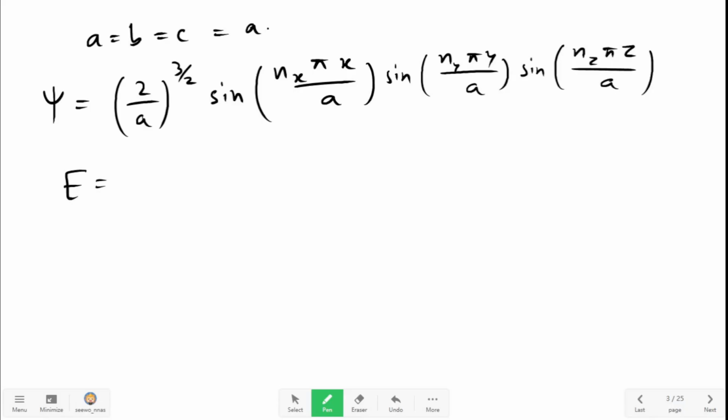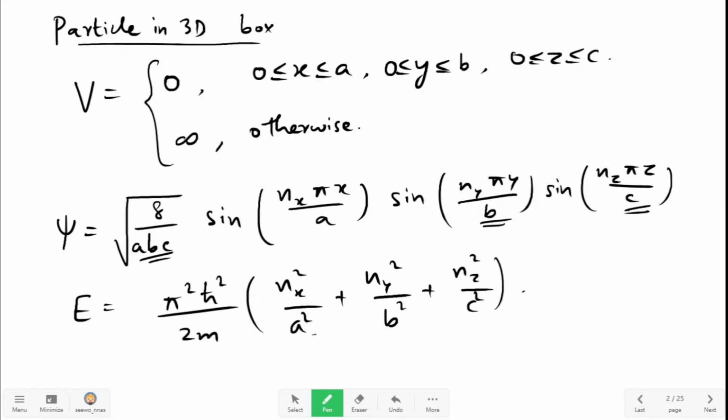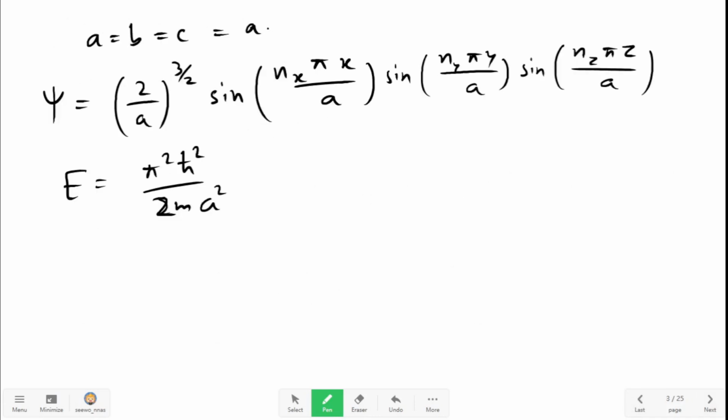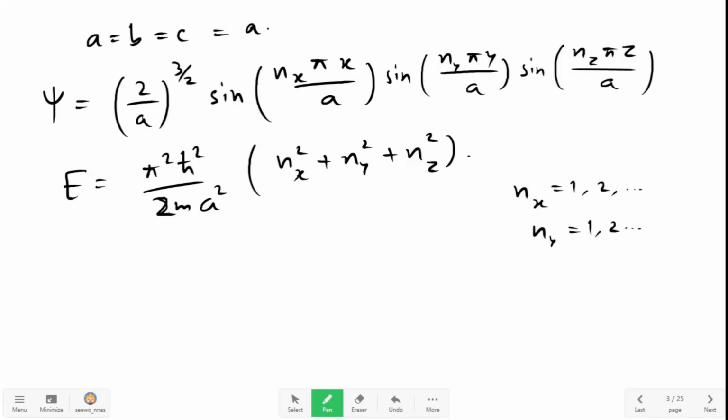E will be equal to pi square h bar square divided by 2m. Now since A, B and C are equal, you can take A square outside. Therefore energy will be E is equal to pi square h bar square upon 2m A square times nx square plus ny square plus nz square. Now what are the possible values of nx, ny and nz? nx can be 1, 2, 3 etc. ny can be 1, 2, 3 etc. and nz can also be 1, 2, 3 etc.